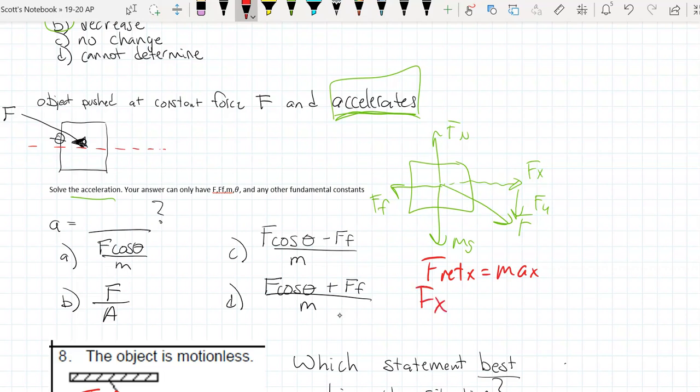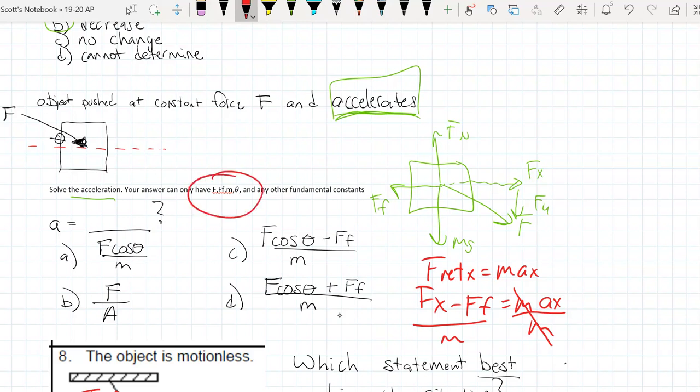So here I have force of x minus the force of friction equals max. To solve for acceleration, I would just divide by mass, divide by mass. So there's my equation for my acceleration. The problem is, that's not in my answer.